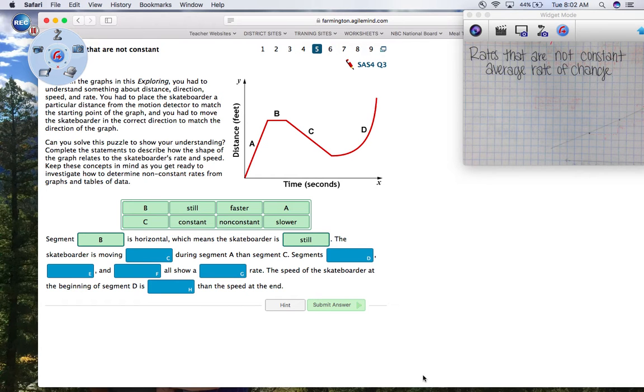The skateboarder is moving blank during segment A than segment C. So if you look at A and C, what is happening in A than in C? If you notice, this is what we talked about, like moving slower, moving faster, running or walking. Segment A is faster than segment C because it's increasing, or going up, at a faster rate.